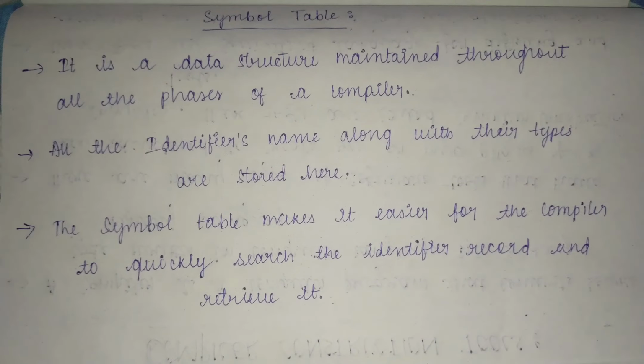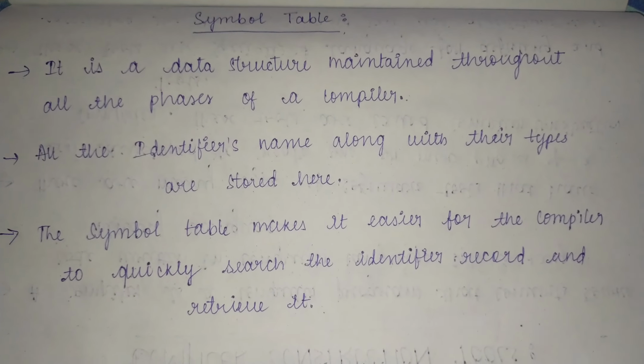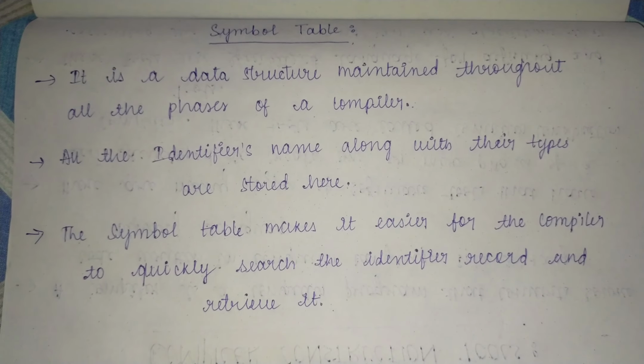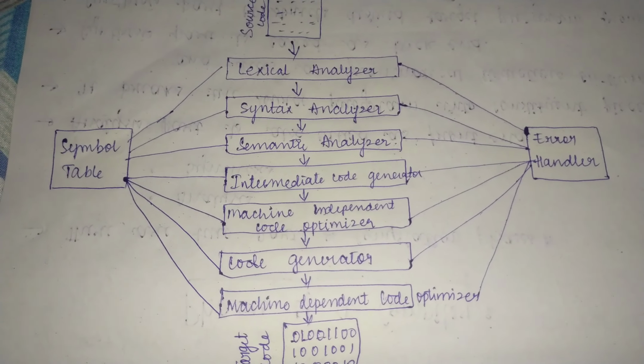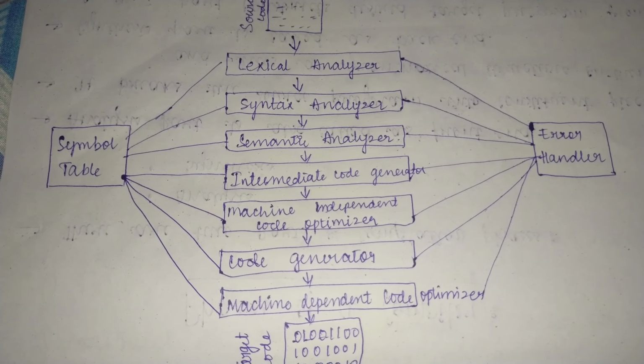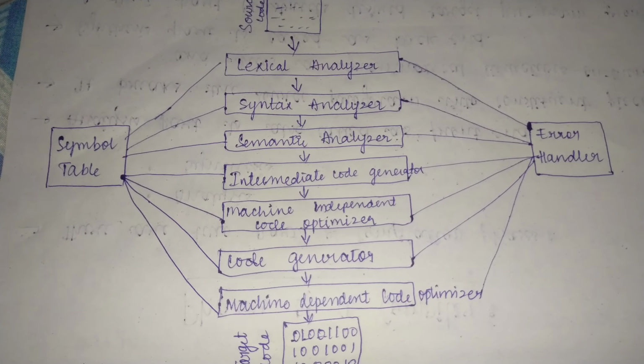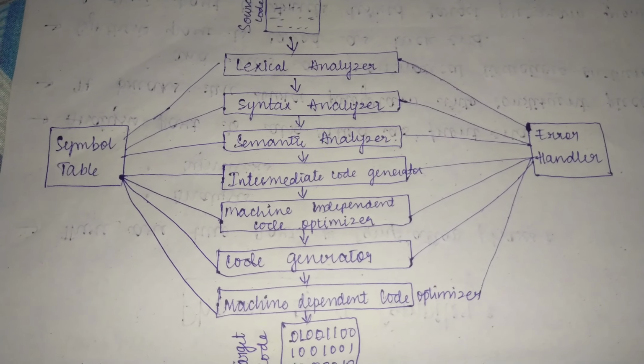This was the last phase of a compiler. So how many phases of a compiler did you see? Seven, right? So we saw seven phases. I hope it is clear. Thank you so much.